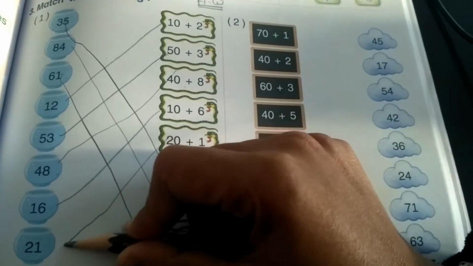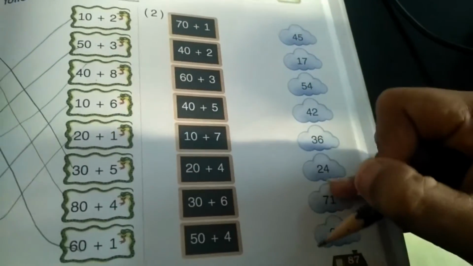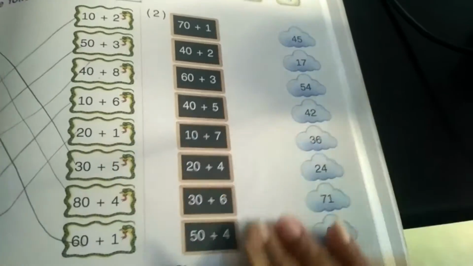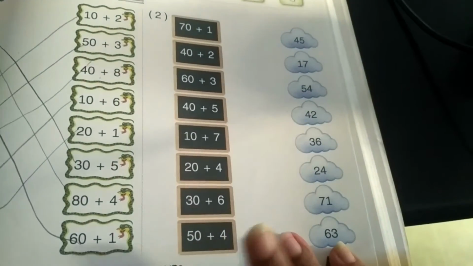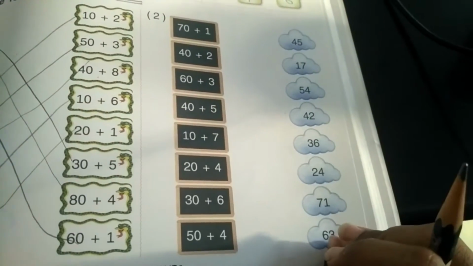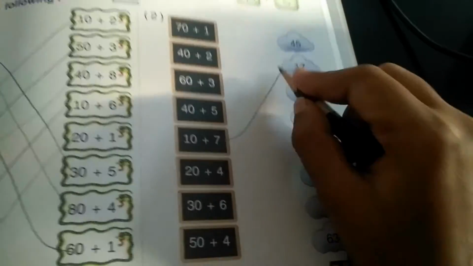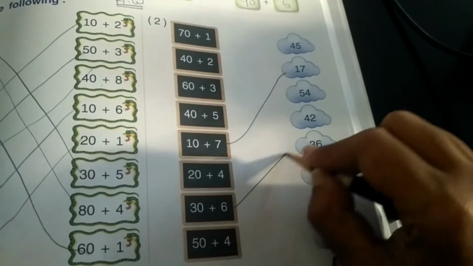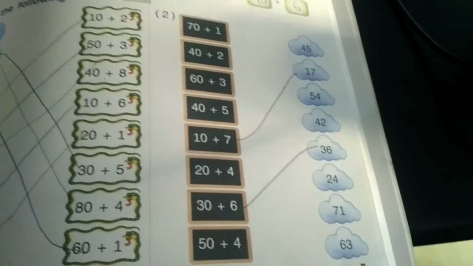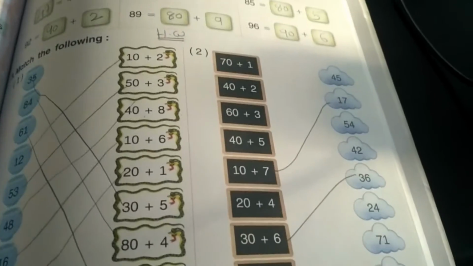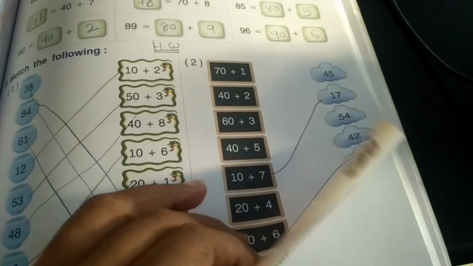20 plus 1. This way you will match the second part in the homework by yourself. Here is the expanded form, and here are the numbers, the short forms. You have to just match it. 10 plus 7 is 17. 30 plus 6 is 36. This is the way you can match the expanded form with the given numbers.